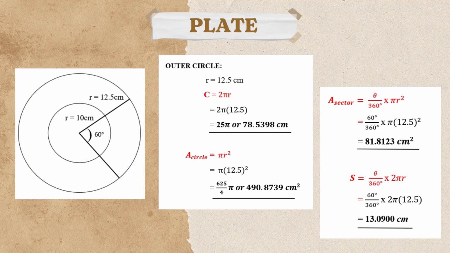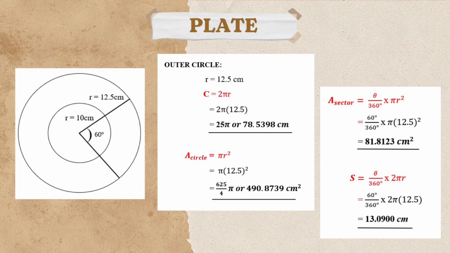Now let's find its arc length. This also has its own formula, which is theta over 360 times 2 pi r. After that, substitute the information we have into the formula. Let's say, for now, 60 degrees worth of arc length. So, it should be 60 over 360 times 2 pi times 12.5. Keying it into our calculator will give us the answer for its arc length, which is 13.09 centimeters.